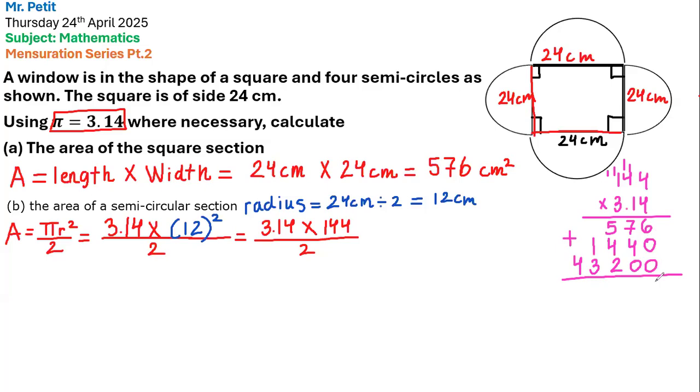6 plus 0 is going to be 6. 7 plus 4 is going to be 11. 5 plus 4 is 9, plus 2 is 11, plus 1 is 12. Put the 2 down, put the 1 up. 3 plus 2 is going to be 5. And 4 plus 0 is going to be 4.